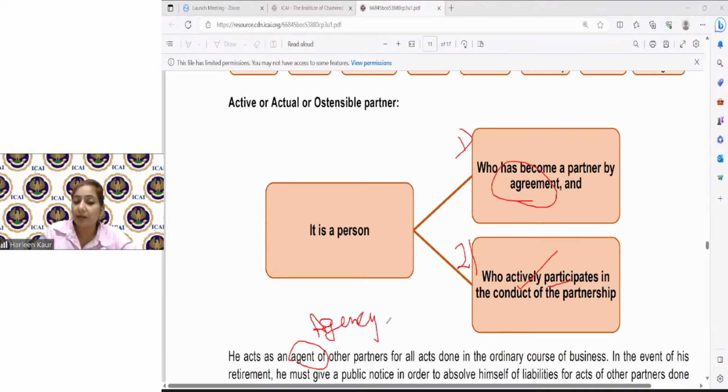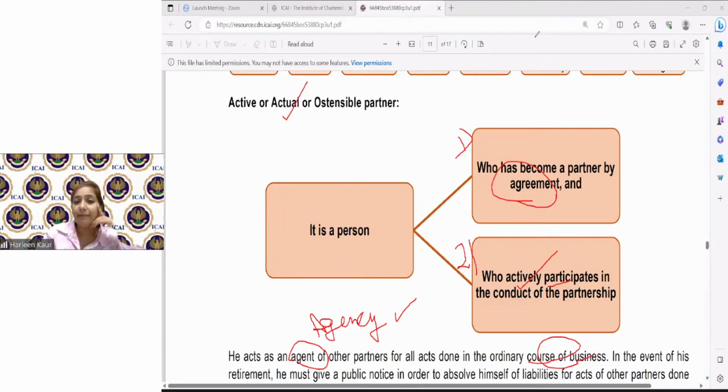He is acting as an agent, which means mutual agency relationship is present. He is holding other partners liable. Yes, ma'am, he is holding liable. Doing the ordinary course of business. Yes, ma'am, he is doing the ordinary course of business. So agreement, participation, agency, business, everything is required by the active partner. So he is just a normal partner who is doing business. Now, what is the meaning of this line?